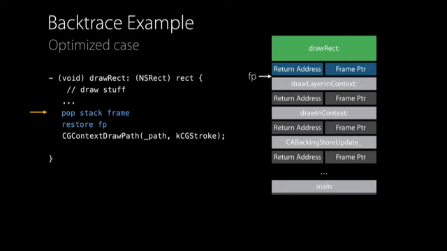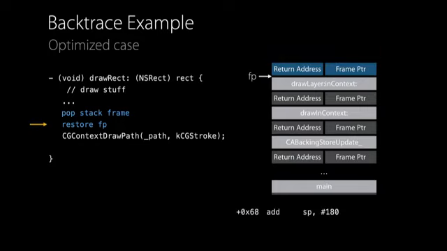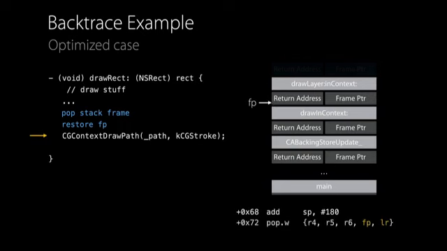Now, that's harder to explain than it is to see. So let's just imagine what it would look like when we run this code. So we're going to pop the stack frame off. That gets rid of the local variables. We're going to restore the frame pointer to its original value and the value of the link register. And then we're going to jump into the beginning of the code for drawPath.